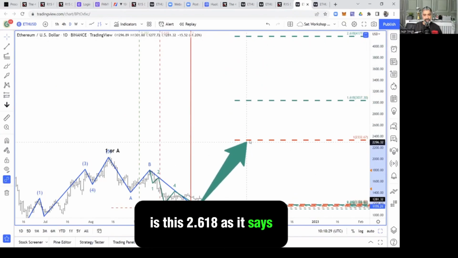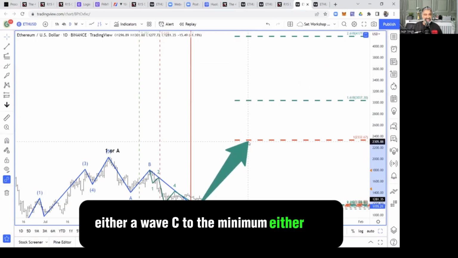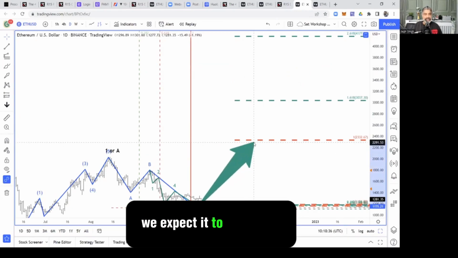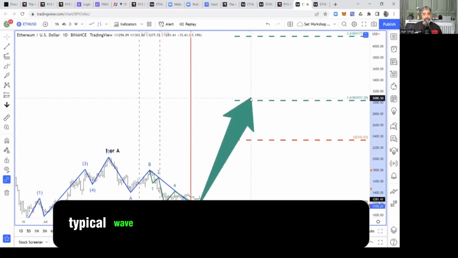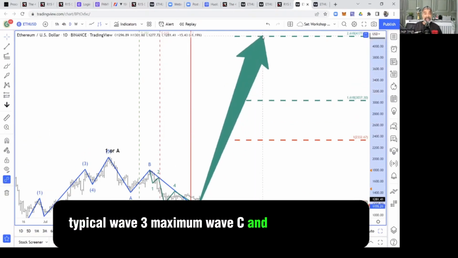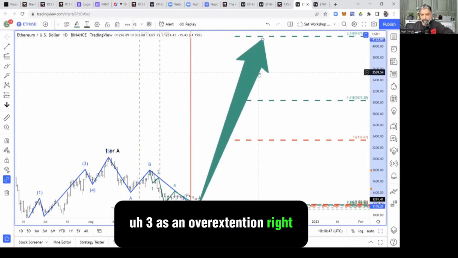Right, that's it. So it's the minimum that we expect, either a wave C, so the minimum either way, because if it's a wave 3, we expect it to break this. If it's a wave C, we expect it to hit this. Typical wave 3, maximum wave C, and maximum wave 3 as an overextension, right?